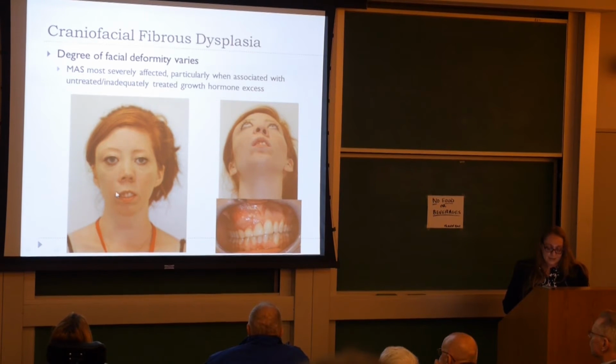In addition, you can see that the angles of the corners of her mouth are not the same level, and her teeth actually are almost slanted, and this is something that we call a cant. And you can also appreciate that she has this swelling in the right maxilla over here over the teeth.